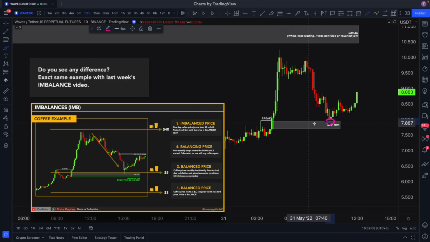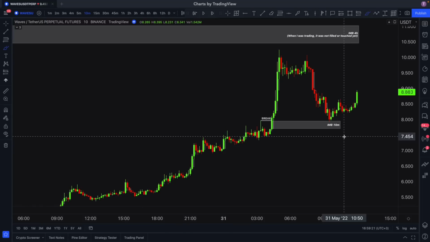If you check out the coffee example from the previous imbalance video, you'll see the same thing. What I used here was the exact setup that I taught you in the imbalance video.